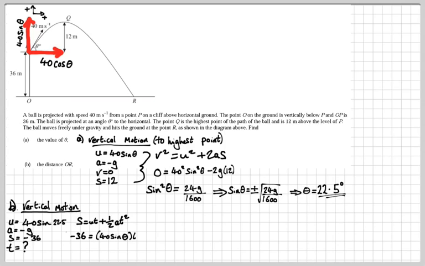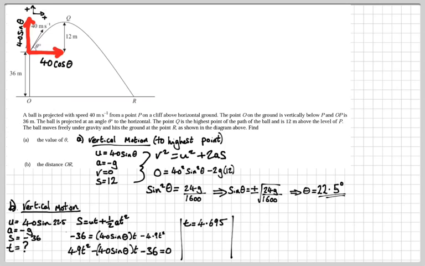Substitute in the values, so it'll be minus 36 equals 40 sine theta times t minus 4.9 t squared, which I can rearrange to make into a quadratic equation as shown below. Now I could have put 40 sine 22.5 in here, but I thought it looked a little bit neater to leave it like this, and the value of theta I still have on my calculator. So I've used my calculator to find out the solution to this quadratic. One of the values of t was negative, that's not the one that I want, and the one that I did want came out to be 4.695 seconds.